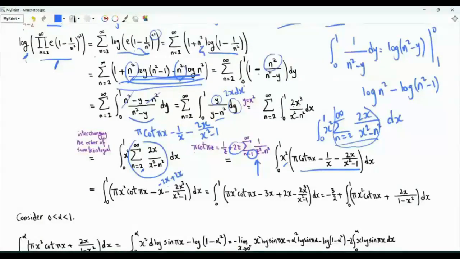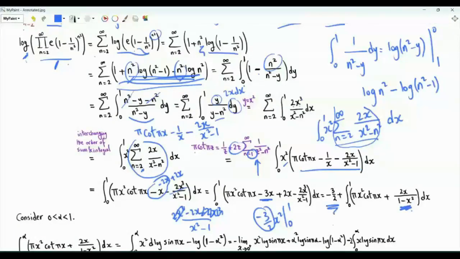Let's subtract and add 2x. Minus x minus 2x is minus 3x. Then we have (2x minus 2x cubed) over (x squared minus 1). If we have a common denominator, x squared minus 1, upstairs we have 2x cubed minus 2x. Then we have minus 2x cubed. These two terms go away, and we get 2x divided by (1 minus x squared). The integral of minus 3x is minus 3 over 2 times x squared, and when we use the limits of integration, we get minus 3 over 2.